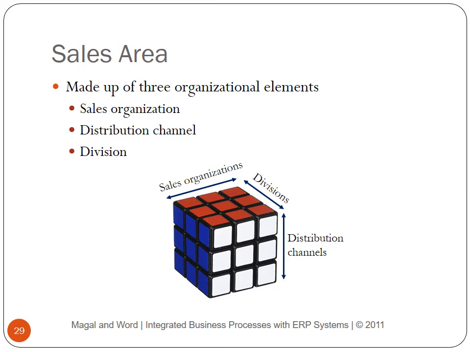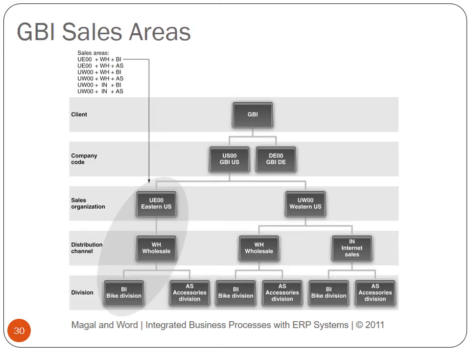All of the documents associated with the fulfillment process, such as quotations and packing lists, belong to one sales area. This figure illustrates the sales areas for GBI. So for example, the sales area UE00 plus WH plus BI is responsible for the sales by the Eastern US Sales Organization via the wholesale distribution channel for the bike division.